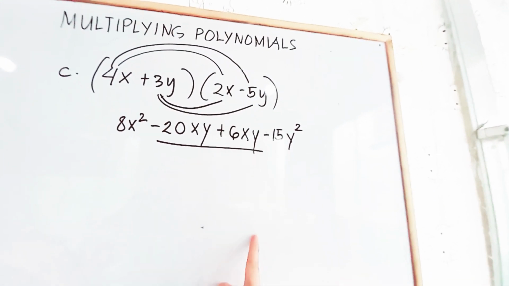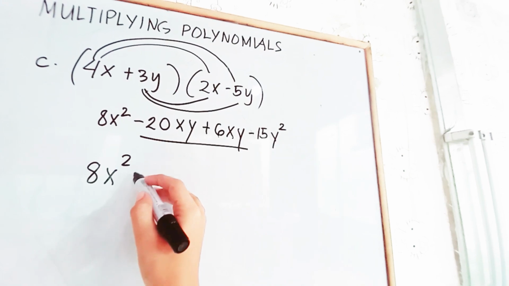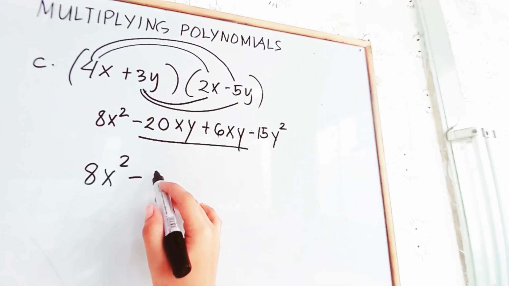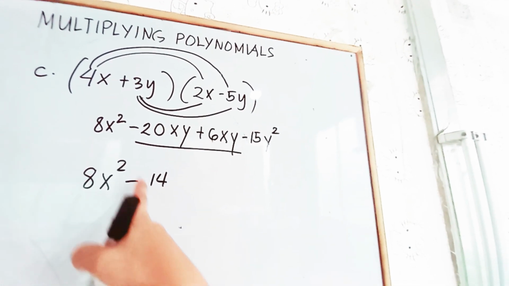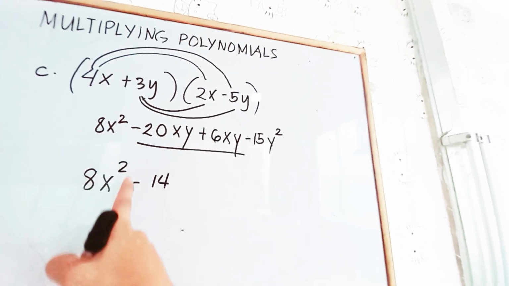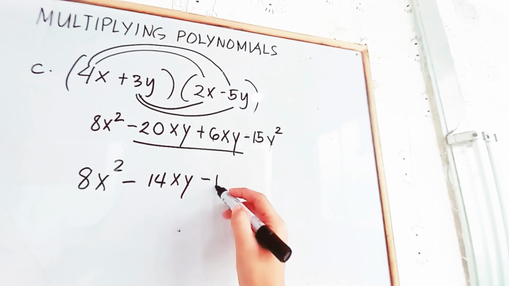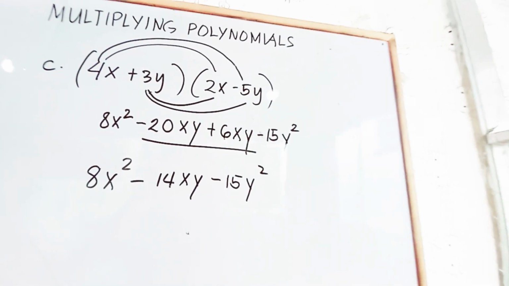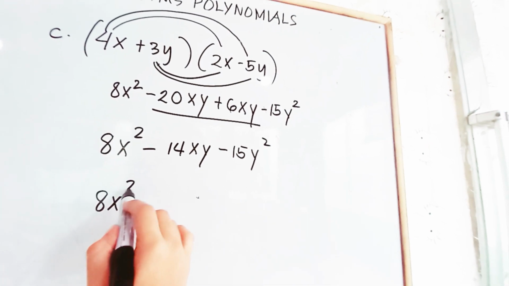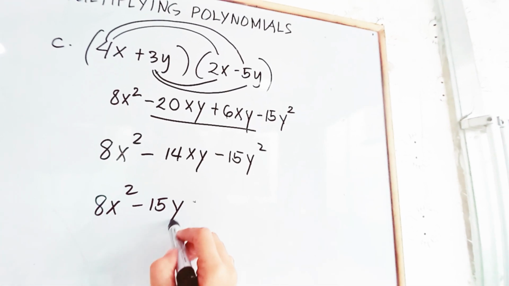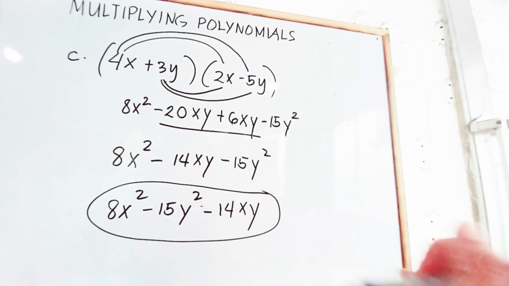Combine like terms. So 8x squared, negative 20 plus 6, that would be negative 14. 20 minus 6 is 14. And then copy the sign of the bigger number, which is negative. So it becomes negative 14. Copy x, y, minus 15y squared. Okay, so let's arrange this part. So 8x squared minus 15y squared minus 14xy. So this is now our answer.